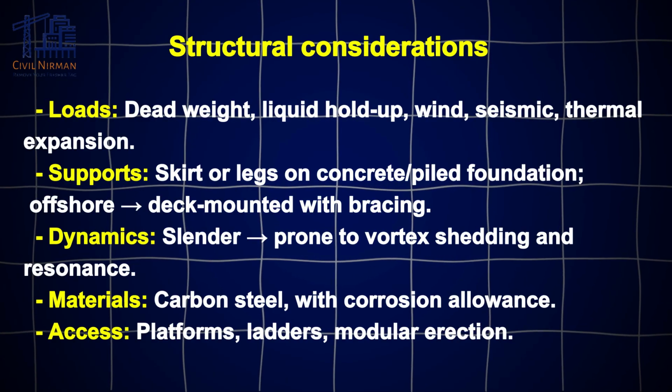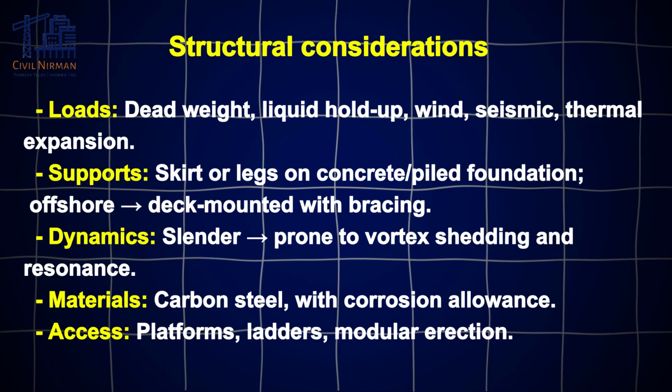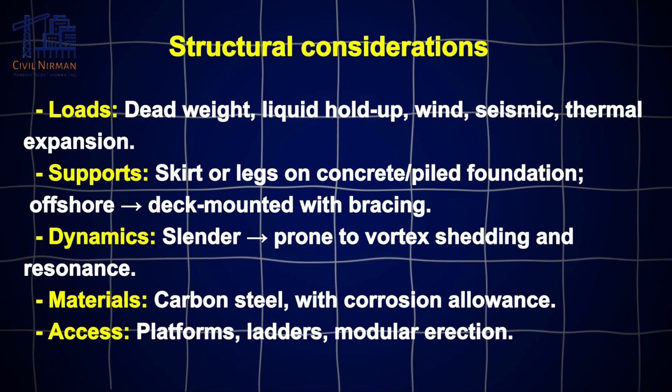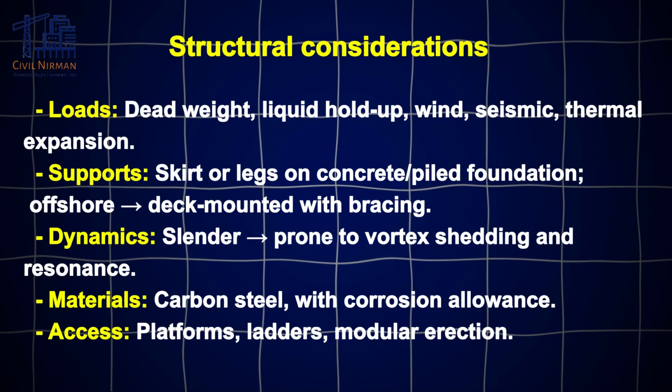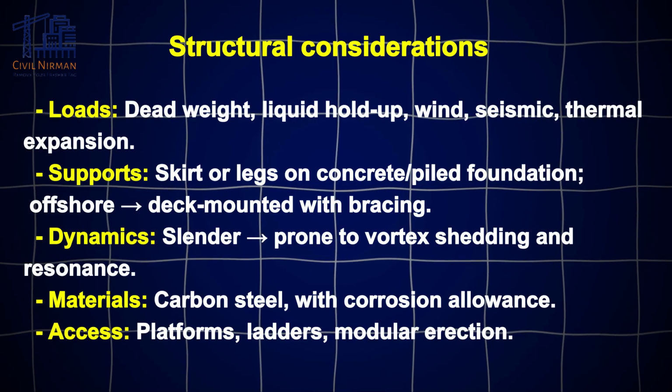Here, in terms of dynamics, they are slender, prone to vortex shedding and resonance. Commonly used material is carbon steel with corrosion allowance. And for access, they usually have platforms, ladders or modular erection.